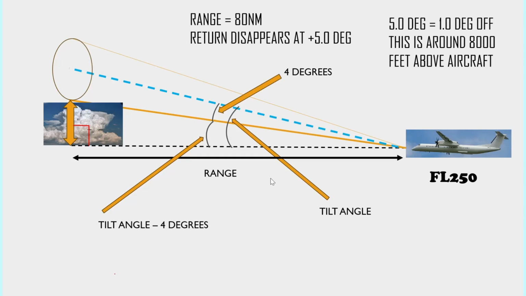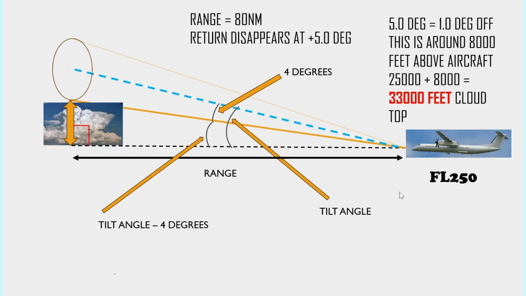So how high is it in total? You add 25,000 plus 8,000. So this cloud is actually 33,000 feet. The top of the cloud is 33,000 feet. It is clearly in your path. You do not want to go that far. That is how we actually use the tilt function.